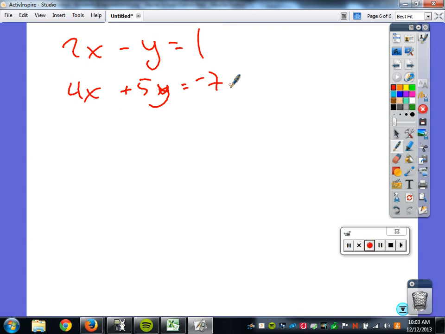No, just 3? Oh, that's not the right answer then. I thought we said negative 3. So that's 2, so that's 8. And that's 3, so that's 15. So that's 23. Does everybody see that?